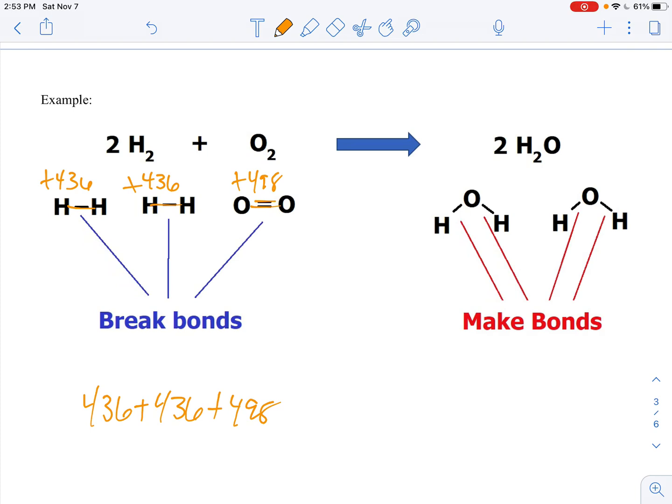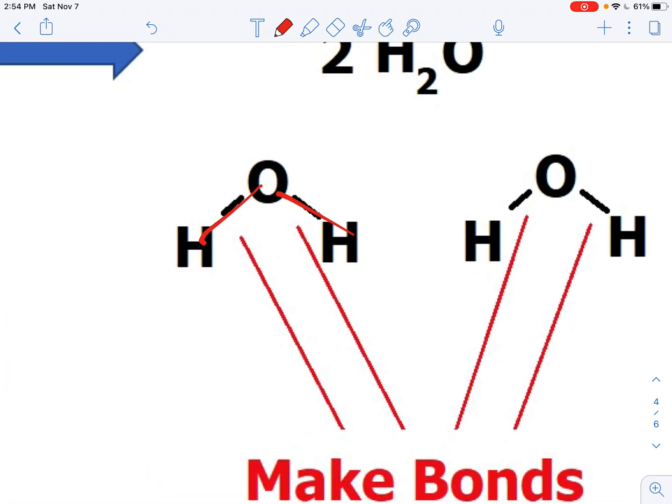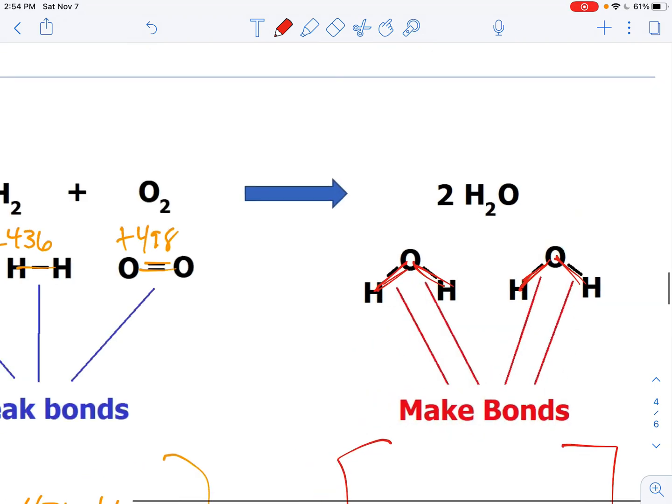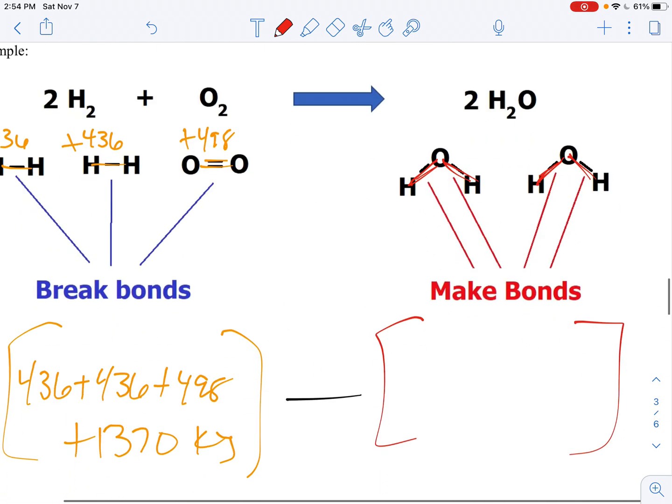So if I get out my calculator for this, I have to put in a total amount of energy, 436 twice and 498, is 1370. So I have to put in 1370 kilojoules to break all of my bonds. And then I'm going to subtract all of the energy I'm going to make by making these new bonds. So what are my new bonds that I am making? An OH bond, but there's going to be 4 of them: 2 for that water molecule and 2 for that water molecule. An OH bond is here at 464.